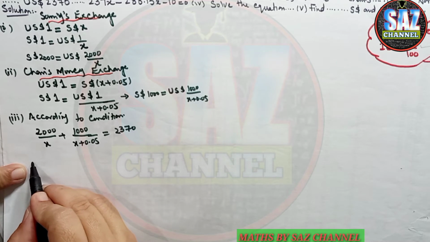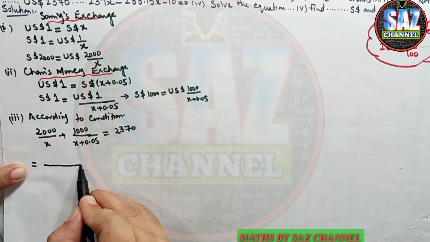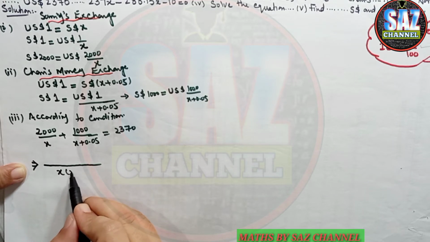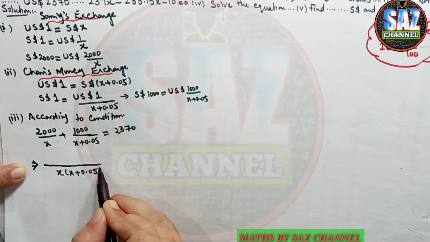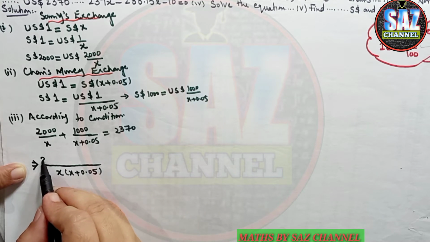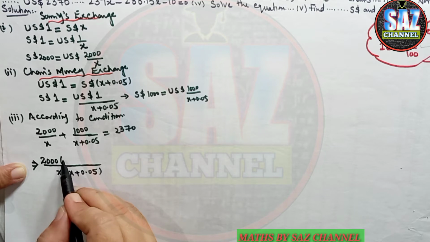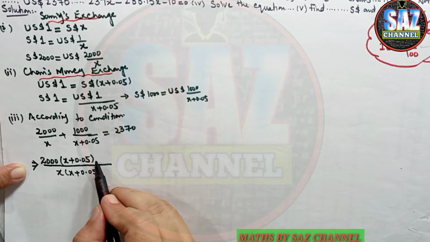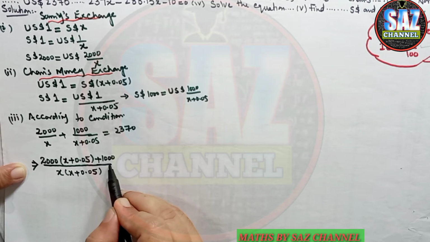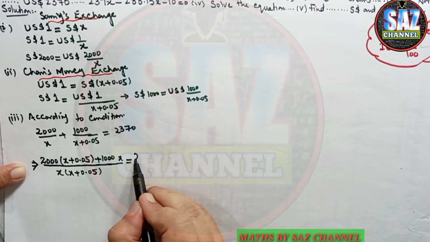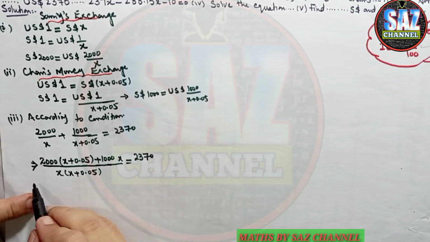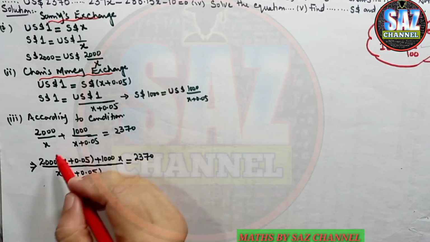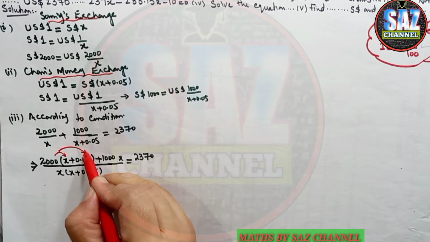Now in order to form the equation, what we have to do, we have to take the LCM carefully, and now denominator of one fraction is x and other is x plus 0.05. So the LCM will be x into x plus 0.05. 2000 will be multiplied by x plus 0.05 and plus 1000 will be multiplied by x equals to 2370. Now 2000, we have to apply distributive property here. 2000x and 2000 multiplied by 0.05.